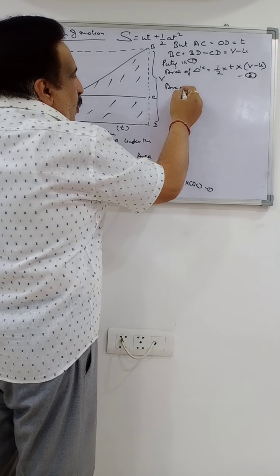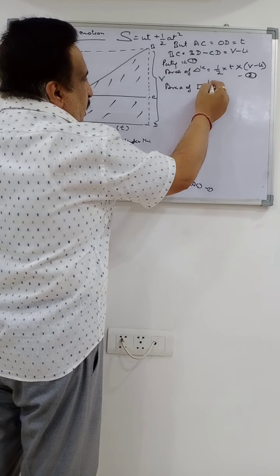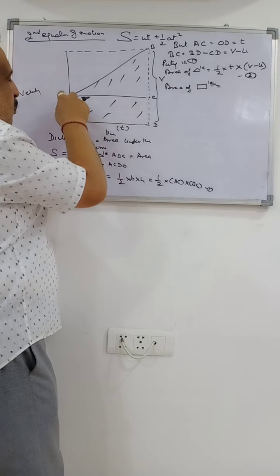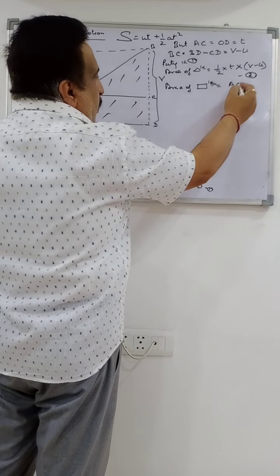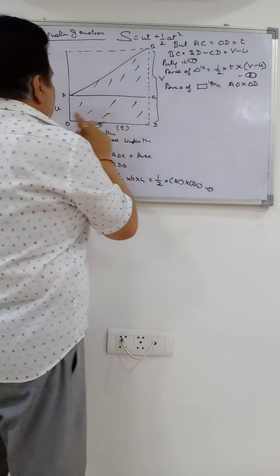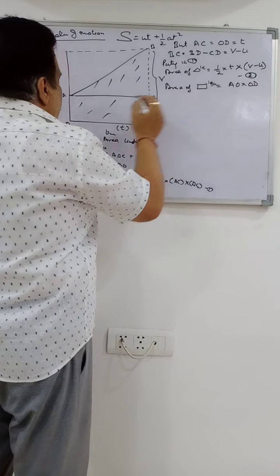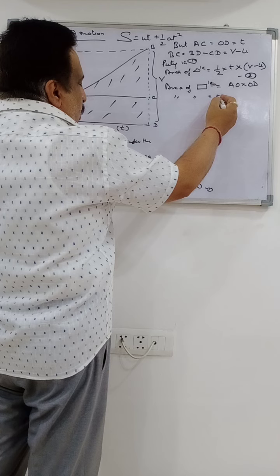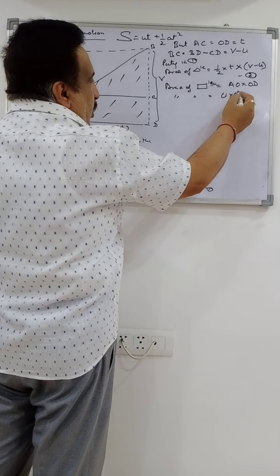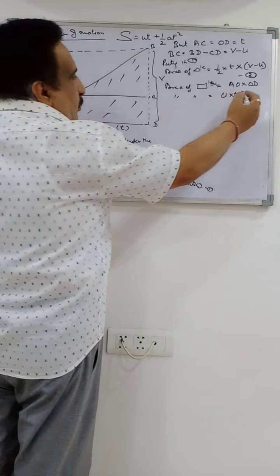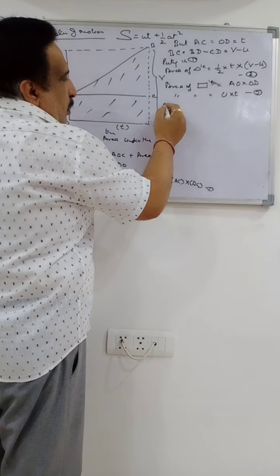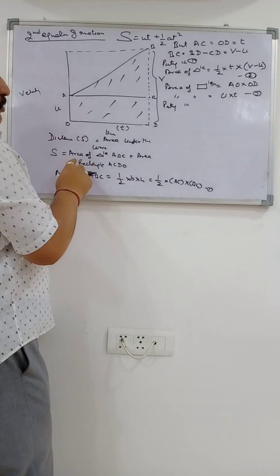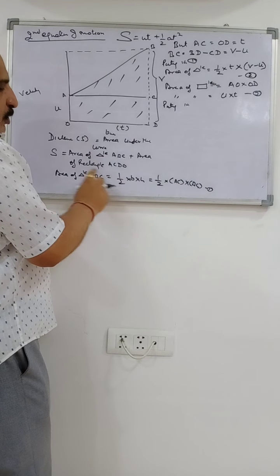What is the area of the rectangle? This is the rectangle. The area of the rectangle is equal to AO into OD. What is AO equal to? AO is equal to U and OD is equal to T. So the area of rectangle is equal to U into T. This is equation 3. So what will be the distance? Putting in 1, we have put the values here in total.